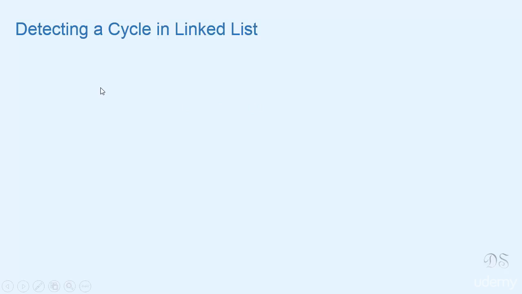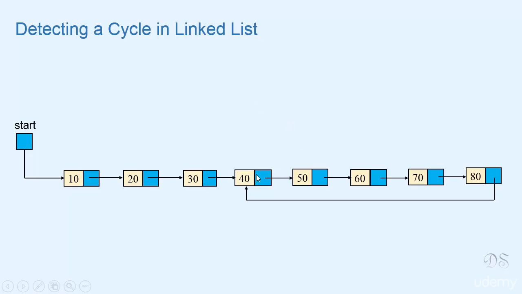In this video, we'll see how we can find and remove a cycle in a linked list. In this linked list, these 5 nodes form a cycle. This list is not null terminated, it has no end.